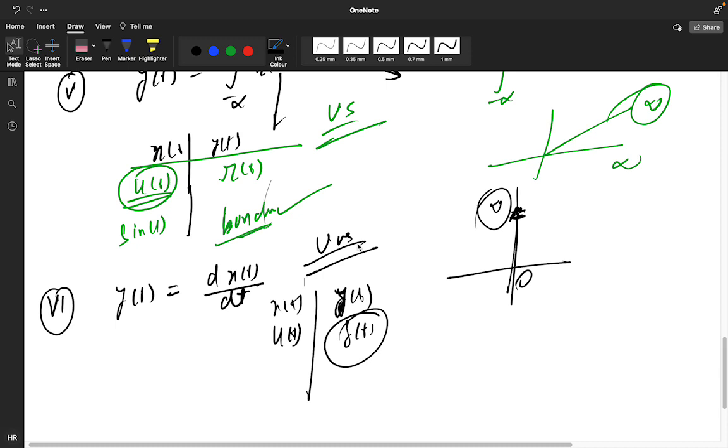There are lots of inputs which will show it's stable, but you have to identify any single one which makes this particular system unstable.